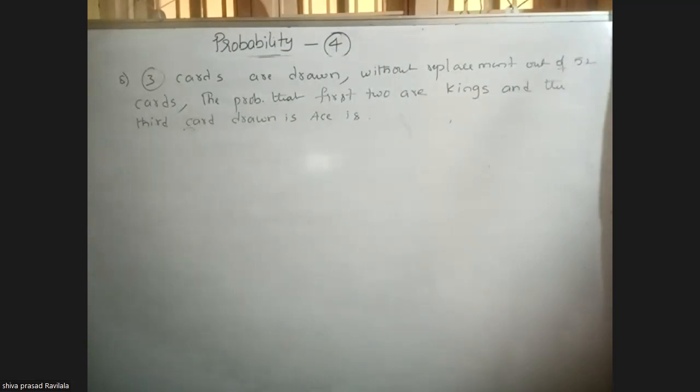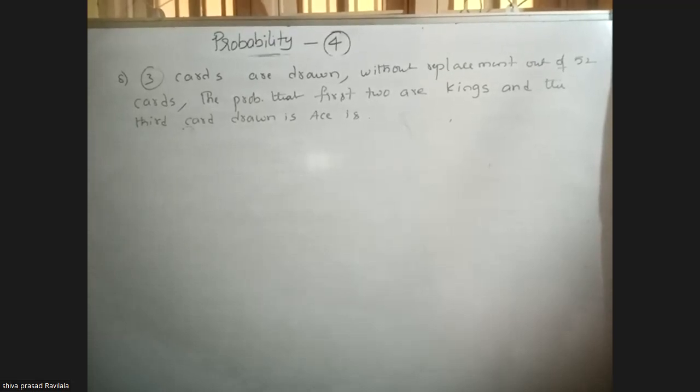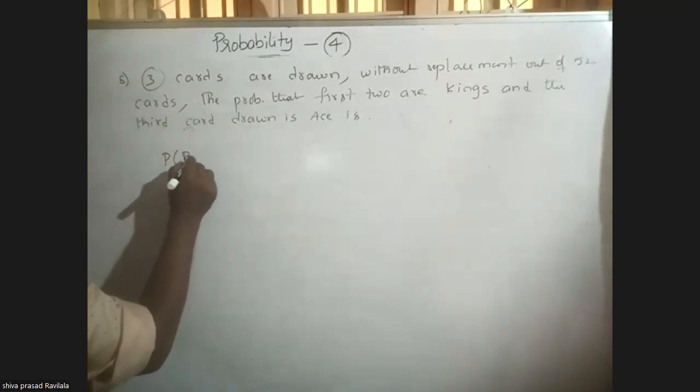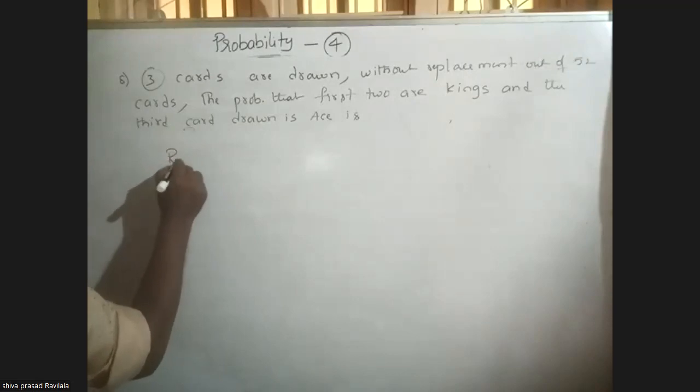First 2 cards are kings. How many kings do we have? 4, sir, 4 kings. Therefore, how do you draw the first 2 cards, and the third one is an ace? You directly write the required probability. No need of any formula.